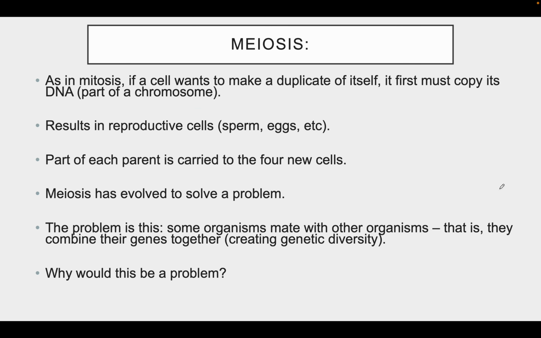Now talking about meiosis, as in mitosis, if a cell wants to make a duplicate of itself, it must first copy its DNA. Meiosis results in reproductive cells, here sperms or eggs. So part of each parent is carried to the four new cells.